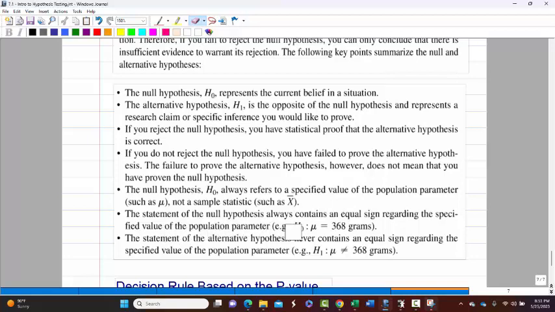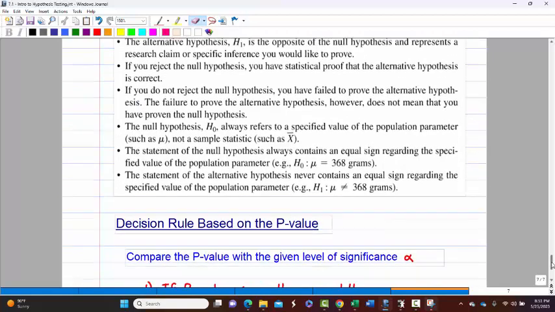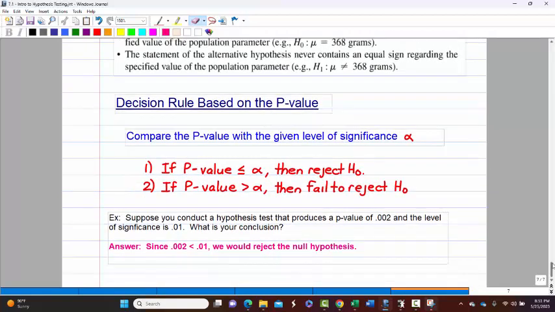Statement of the null hypothesis always has an equal sign, whether it's equal, less than or equal to, or greater than or equal to. The alternative will not contain an equal sign, either less than, greater than, or not equal. And we'll see this come up in the beginning of the next section. But I believe I put it here also, because I think there's a question in the homework for this section that has it. So we'll see it again in the next section anyway.